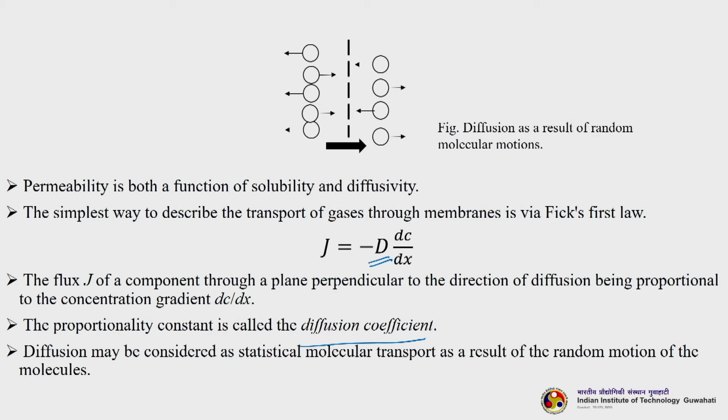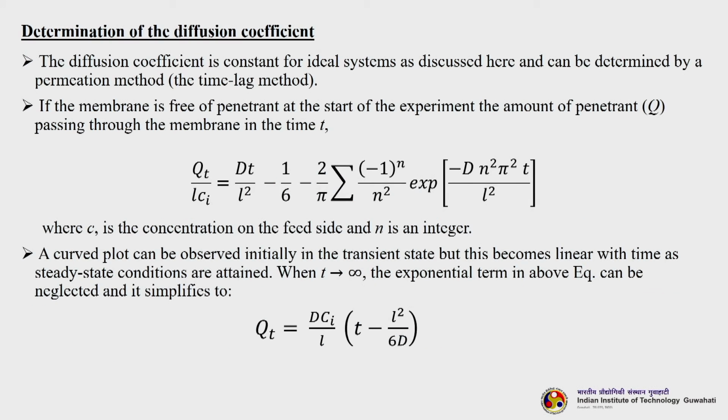Diffusion may be considered as statistical molecular transport as a result of random motion of the molecules. So, as you can see in this figure, transport is occurring from this direction to this direction, and the random motion of the molecules is happening on both sides, the upstream side and the downstream side of the membrane. So, how do we determine the diffusion coefficient? The diffusion coefficient is constant for ideal systems as discussed here, and can be determined by a permeation method, which is also called the time lag method.